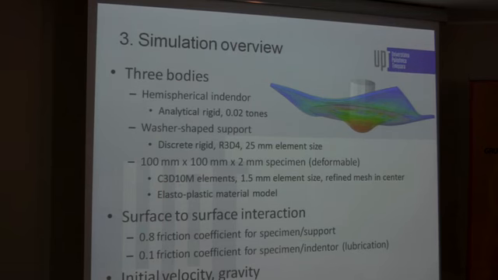of these dimensions. We used the second-order elements to model it, and in the area of the impact, we have defined mesh with 1.5 millimeter element size, and we use the elastoplastic material model that we developed from the tensile test. We use surface-to-surface interaction for each body, and we have a 0.8 friction coefficient between the specimen and the support, and 0.1 between the specimen and indenter, because we use lubrication during testing.